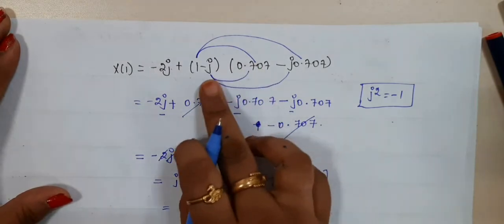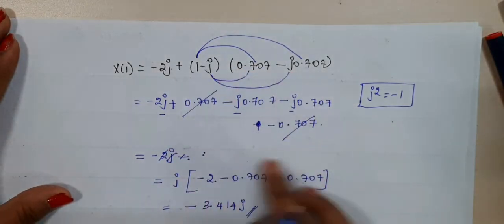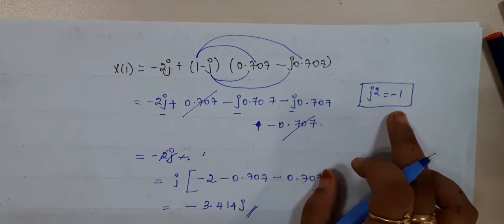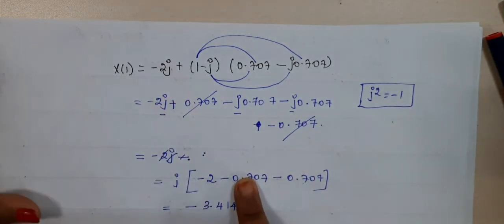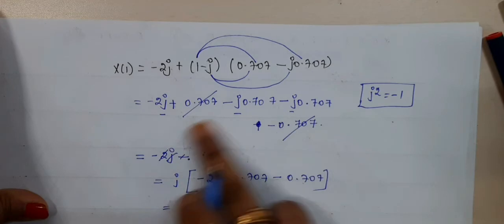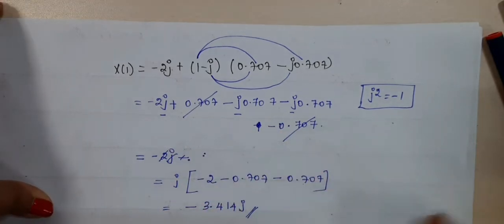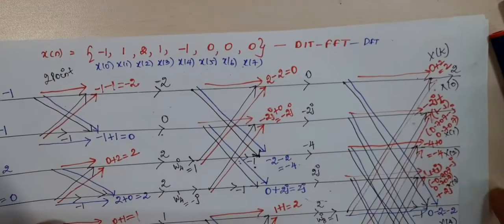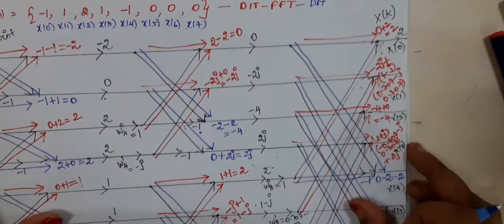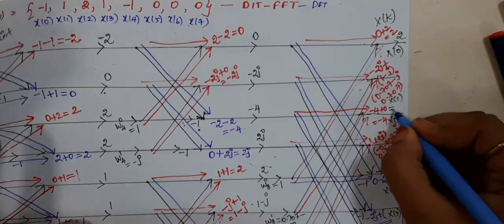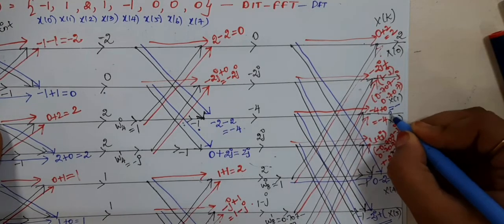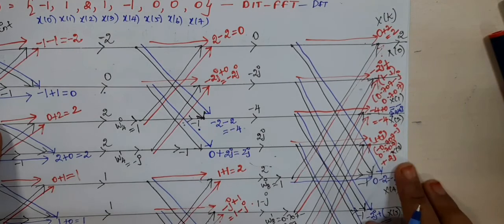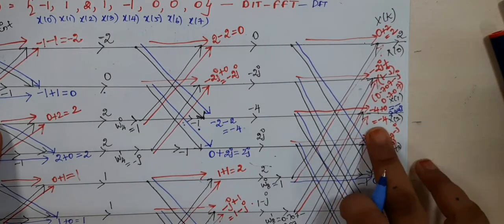So just simply you have to multiply inside the bracket, and j square value will be minus 1. This is what you have to keep in mind. And then finally you can take the j, all the things will become a subtraction and addition, and you can take the common term outside and you can find the answer. So this is all about the x of 1. So what is the x of 1 value here? The x of 1 value will be minus 3.414 j. Okay. So next one is x of 2, we found it is minus 4.